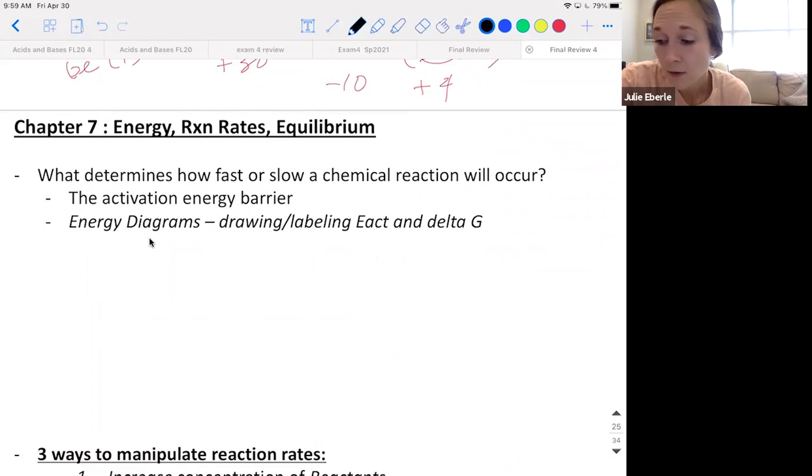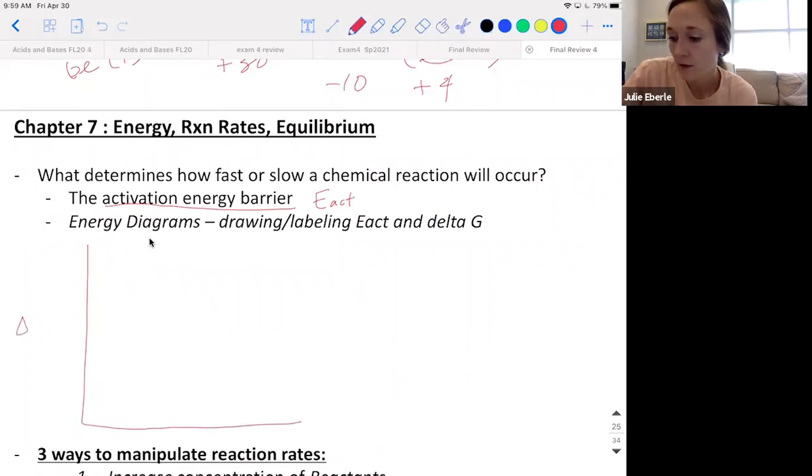Reaction rates, okay? So what determines how fast or slow a chemical reaction will occur? So we talked about rates. We said certain reactions can go fast, certain can go slow, but it all depends on the activation energy, which we abbreviate EACT. We said if you have, let's draw an energy diagram. This is your delta G, your change in energy. This is the reaction progress.